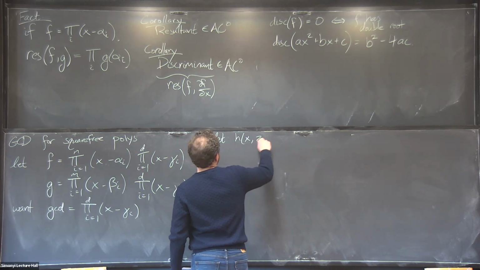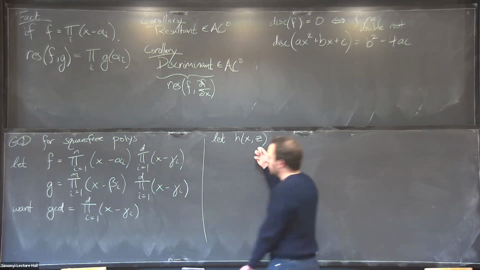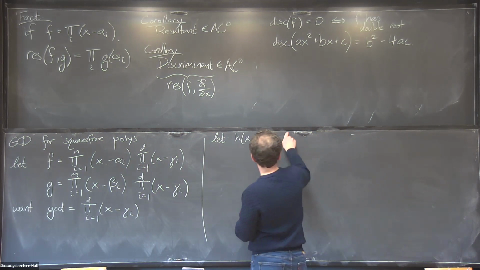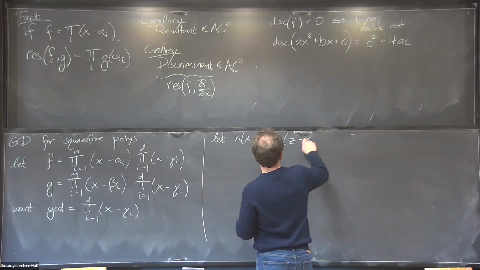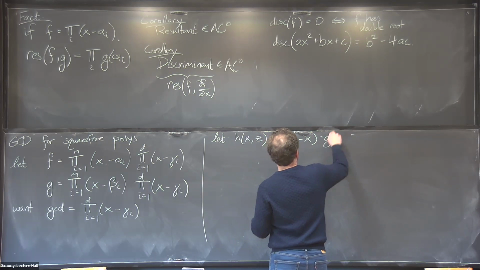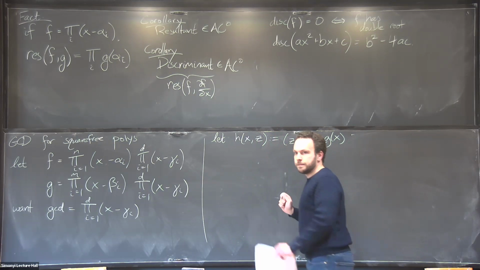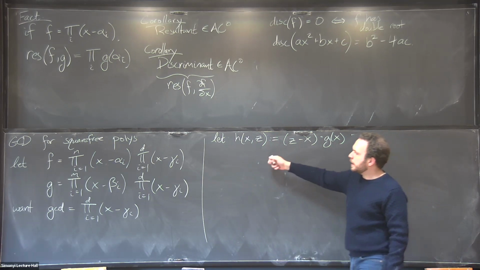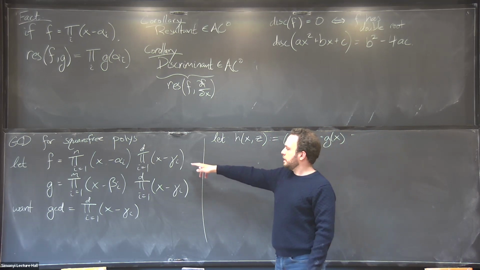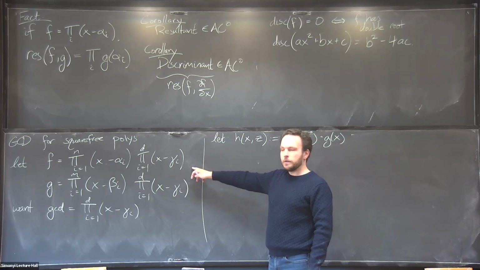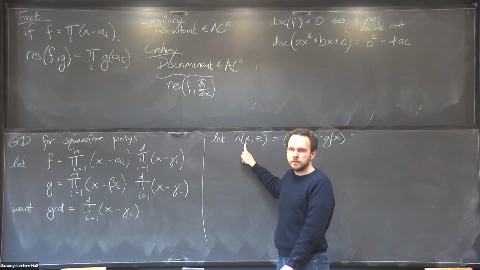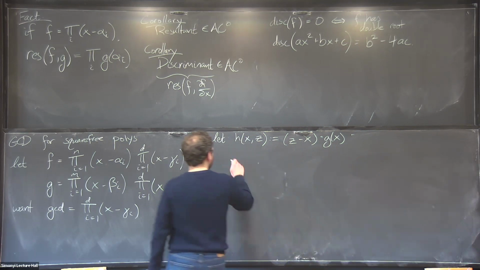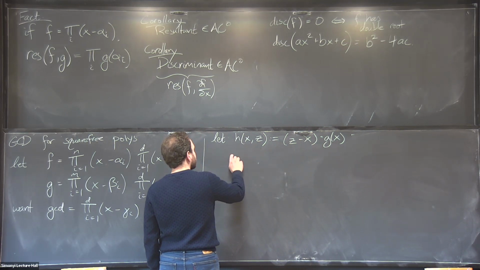So I'm going to add a new variable z, and I want to look at the following polynomial. It's z minus x times g. And what I'm going to do is evaluate this over the roots of f, where I'm putting the roots of f into x. And I'm going to do some tricks with this. But let's just look at what are the evaluations here.